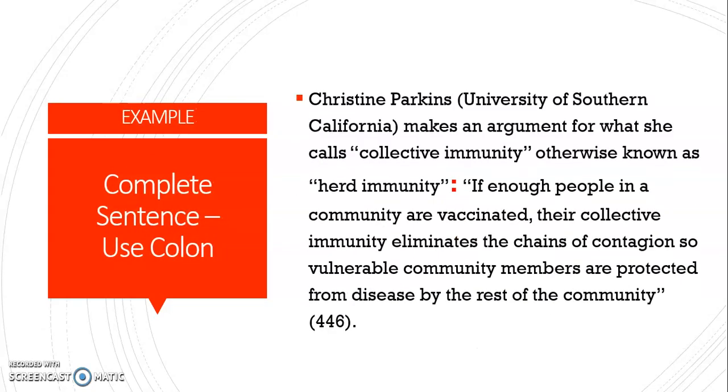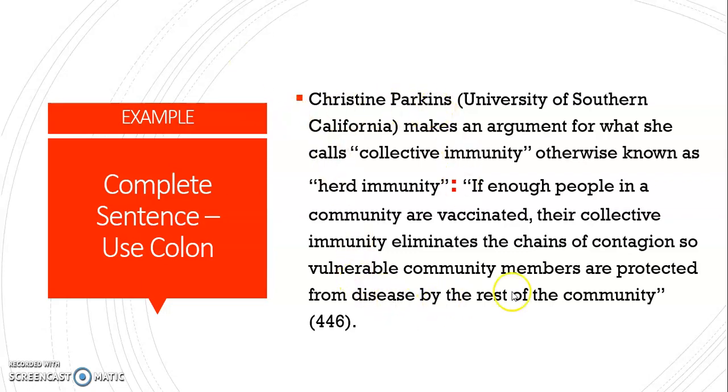Okay. Here is an example from the same paper. So Christine Parkins, University of Southern California, makes an argument for what she calls collective immunity, otherwise known as herd immunity. That part is a complete sentence by itself. I don't have to necessarily follow it up with a quote. Of course I want to, because that really proves what I'm trying to say. But as it is, it can stand alone. However, because its purpose is to introduce my quote, which follows, I'm going to use a colon, and that just connects them. This sentence introduces this quote so that they go together, and my quote is not standing alone.